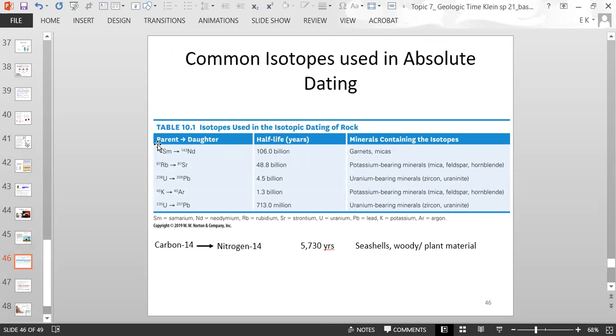Here's a table that shows common isotopes used in absolute dating. So here are the parents, the daughters, the half-life numbers, and then the minerals that you could use that contain those isotopes. So here I was talking about lead and uranium. Here's uranium-238. The half-life is 4.5 billion years. And you would use zircon as an example. Okay, and then I added carbon-14. That was not on the chart.